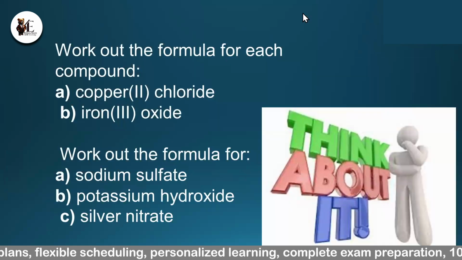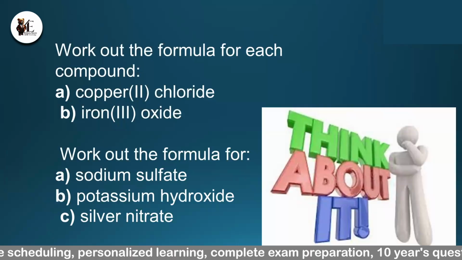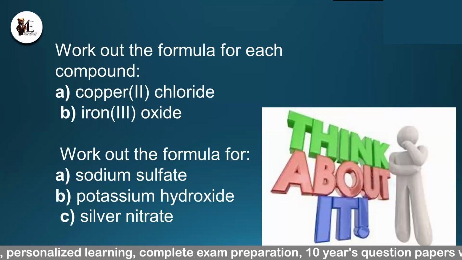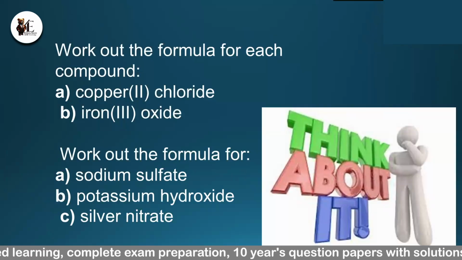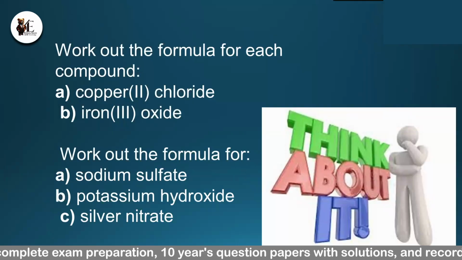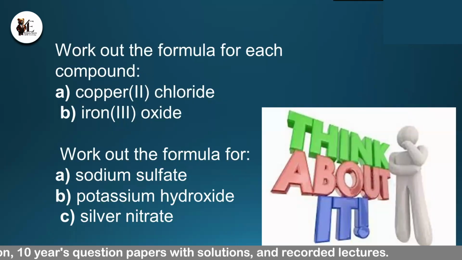Homework question is that work out the formula for each compound: copper 2 chloride, iron 3 oxide, and you have to write down the formula for sodium sulfate, potassium hydroxide, and silver nitrate. If there's any problem, we will discuss it in the next class. The homework, you have to try it yourself, right?